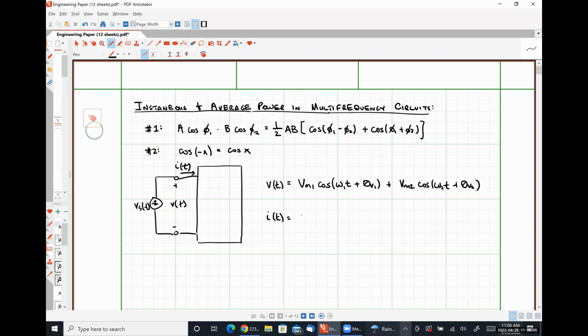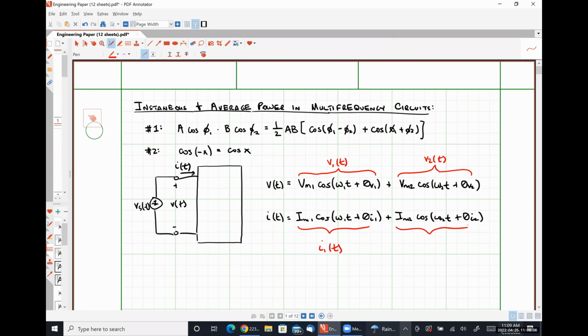Our current I of t will then be of the form Im1 cosine omega 1 t plus theta I1, plus Im2 cosine omega 2 t plus theta I2. And what I'm going to do is break these parts down into constituent bits. So I'm going to call this guy right here V1 of t, this guy right here V2 of t, this guy down here I1 of t, and this guy here I2 of t.